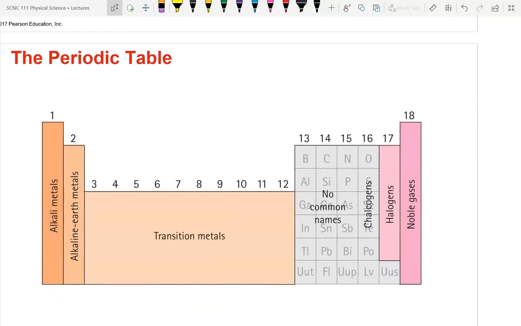Now here's the names for the groups. They're called the groups. So the first one, alkaline metals. Second one, alkaline earth metals. This is hydrogen down. This is helium down. So hydrogen is alkaline metal, lithium is alkaline metal, sodium is alkaline metal, potassium is alkaline metal, rubidium, cesium, francium. Those are alkaline metals. What does it mean to be an alkaline metal?